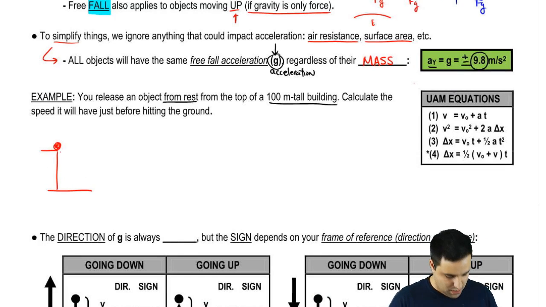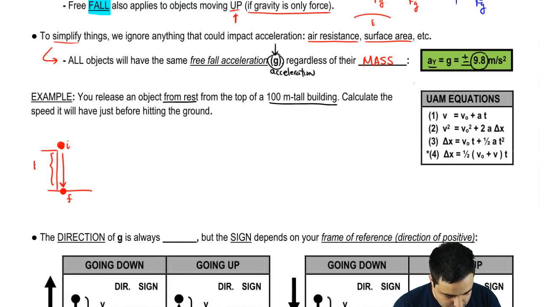You're going to release it from here, and it's going to fall. It goes to here. So this is initial and this is final. This is 100 meters right here. And I want to know the speed it will have just before hitting the ground. So it's released from rest, so the initial velocity is 0. And the final velocity is what we want to know. What is v final over here?